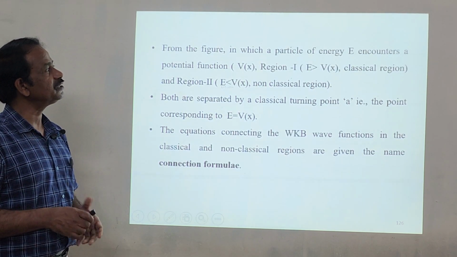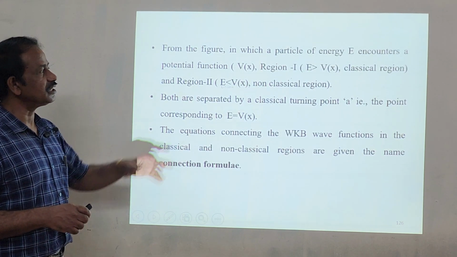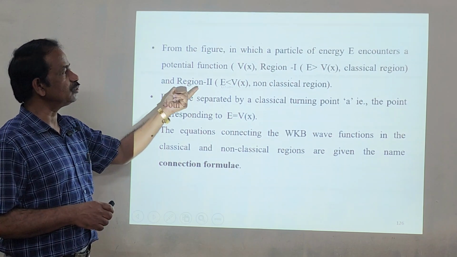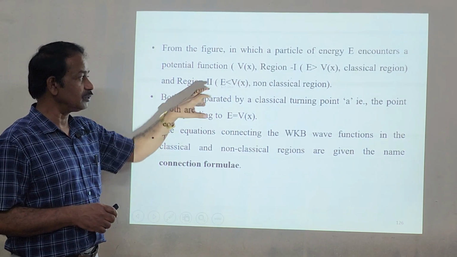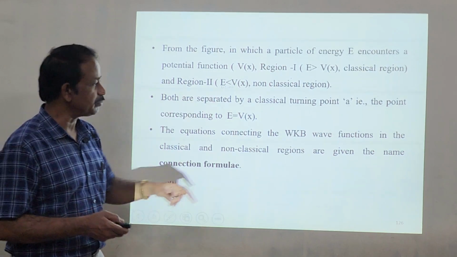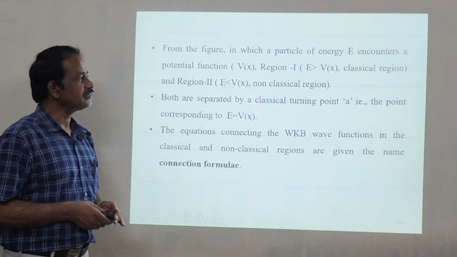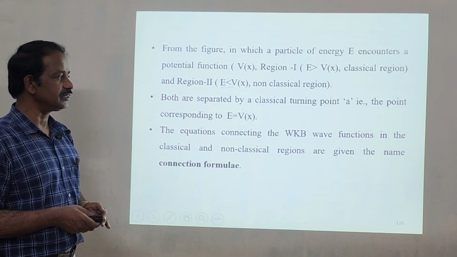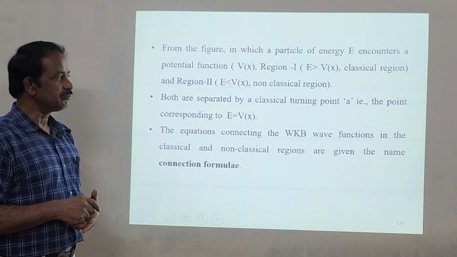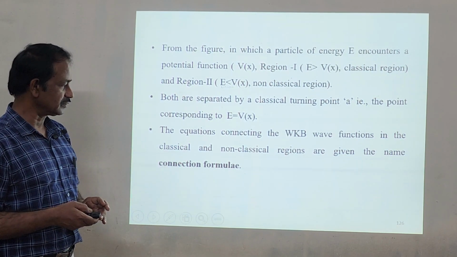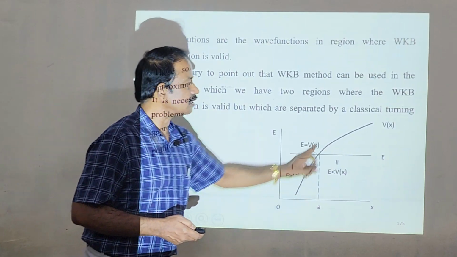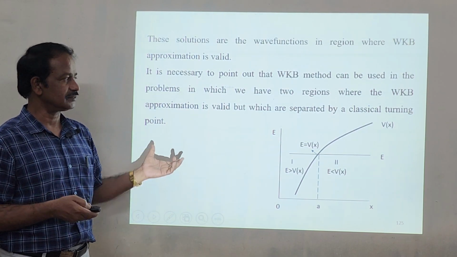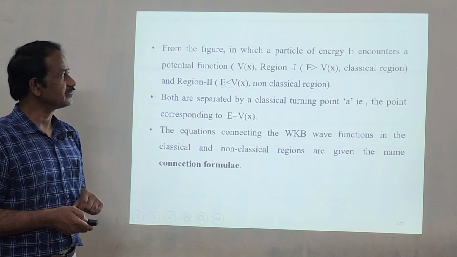From the figure, the particle of energy E encounters a potential function V of x. Region 1, where E is greater than V of x, is the classical region. Region 2, where E is less than V of x, is a non-classical region, only quantum region. But both are separated by the turning point. This is the classical turning point A, which corresponds to E equals V of x. The equations connecting the WKB wave functions in the classical and non-classical regions are given the name connection formula, especially at this point where it connects both the quantum region and the classical region, at E equals V of x.